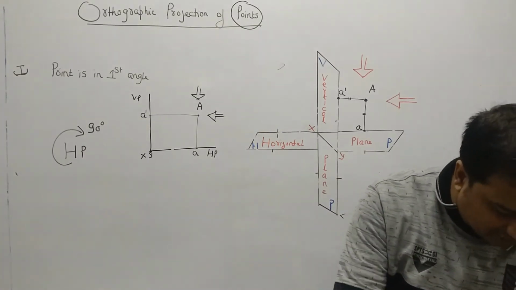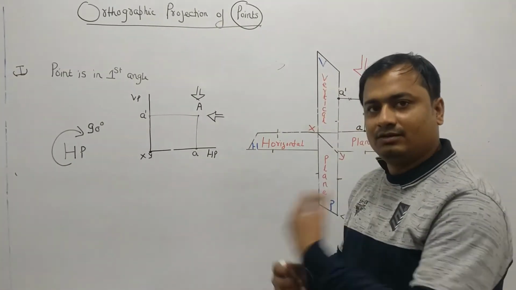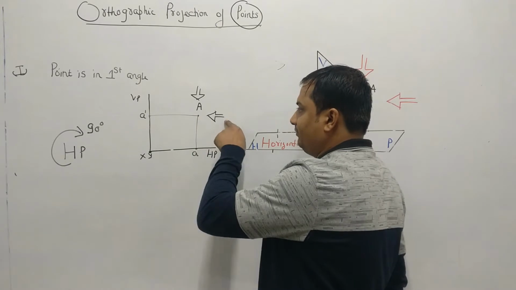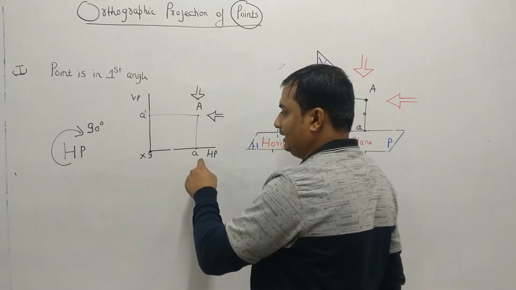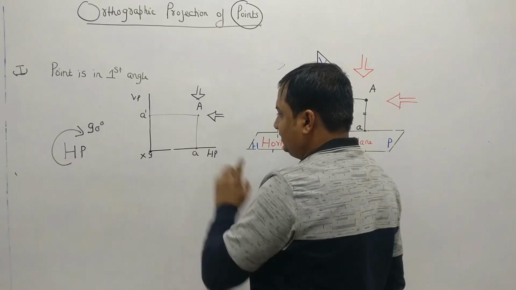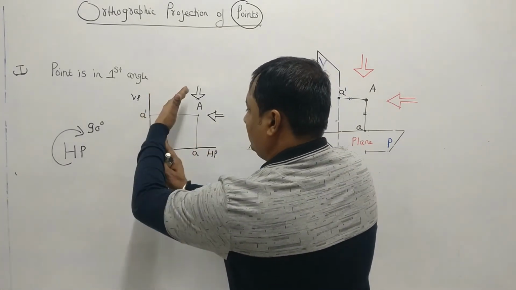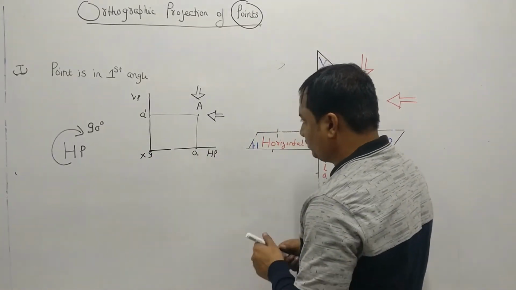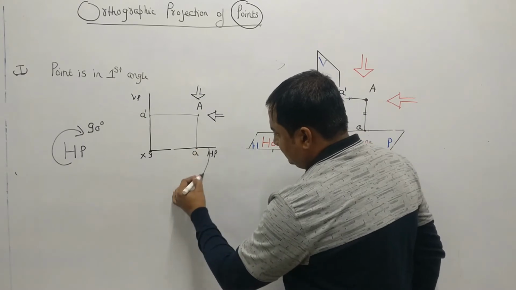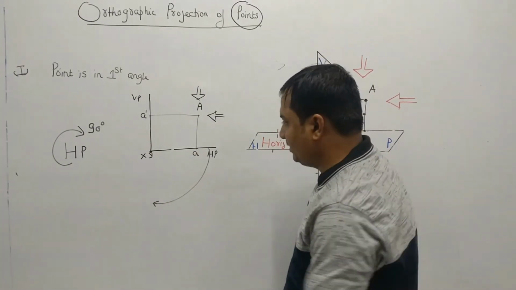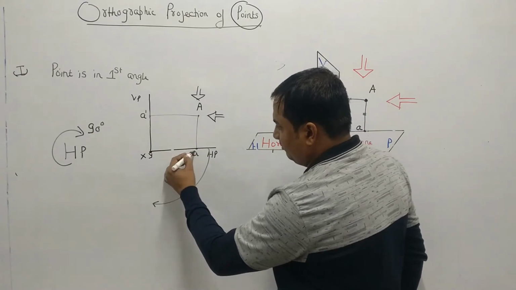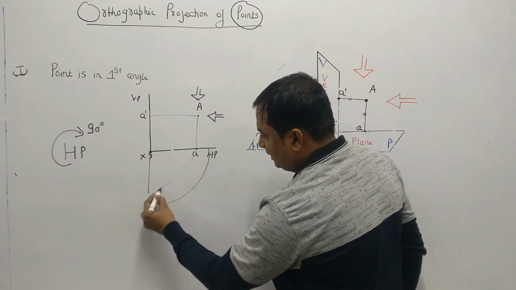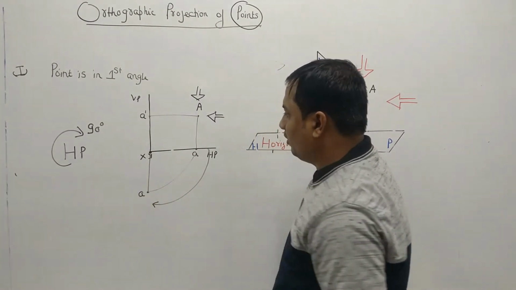Now what is going to happen after rotating? Coming back to the start, this is the point in the first angle. The front view is lying on the VP, the top view is lying on the HP. These are two planes, so I have to make them one. So the rule is that HP is going to rotate. When HP rotates like this, A will be moving below XY. This A is going to rotate somewhere and will appear at the bottom of XY.